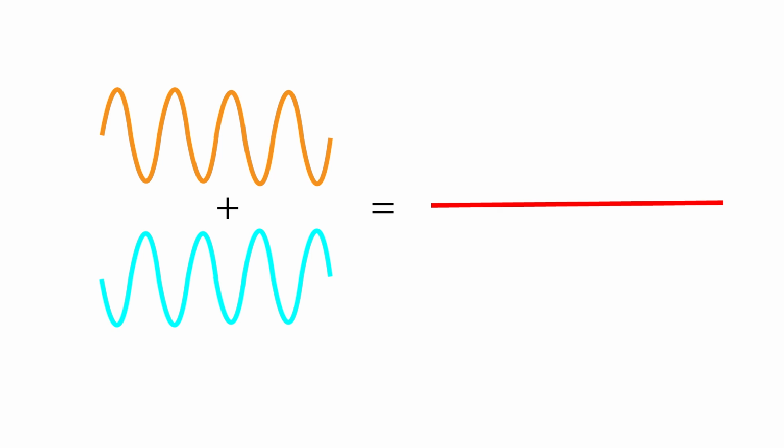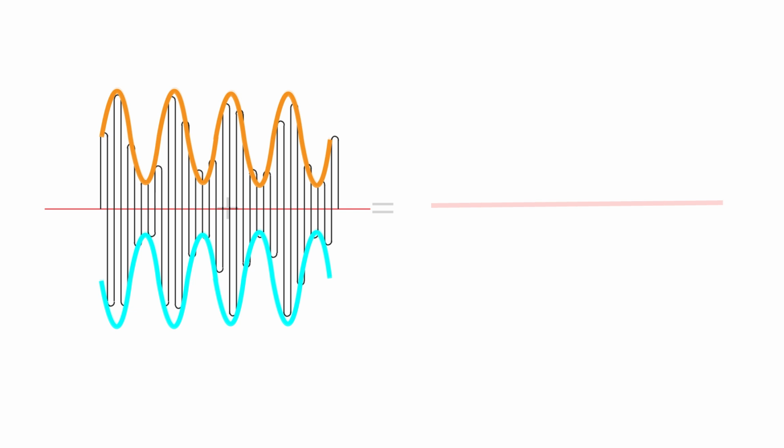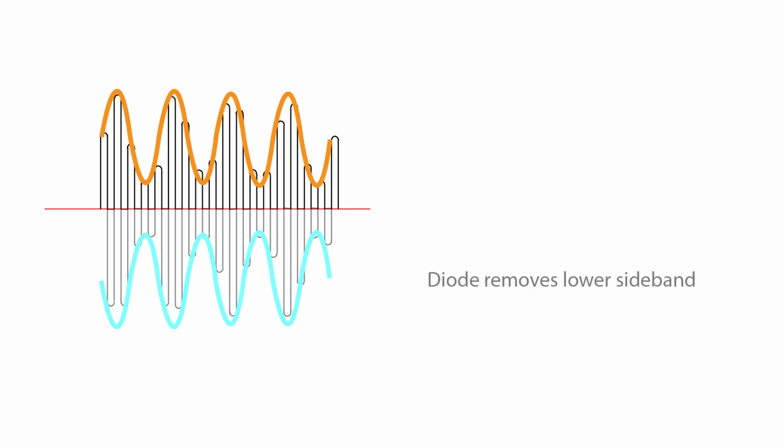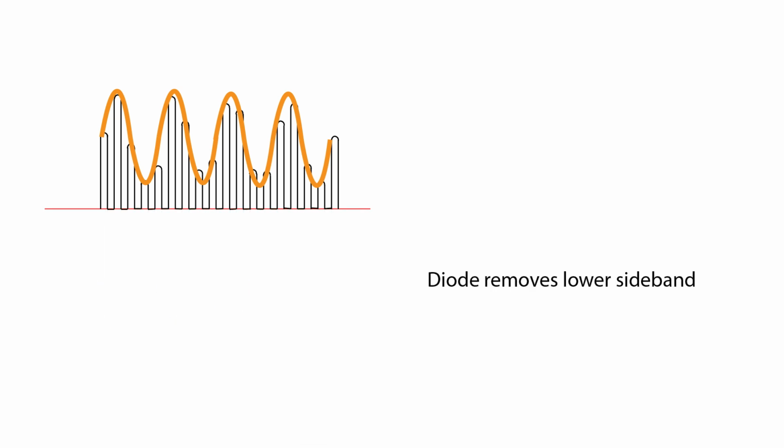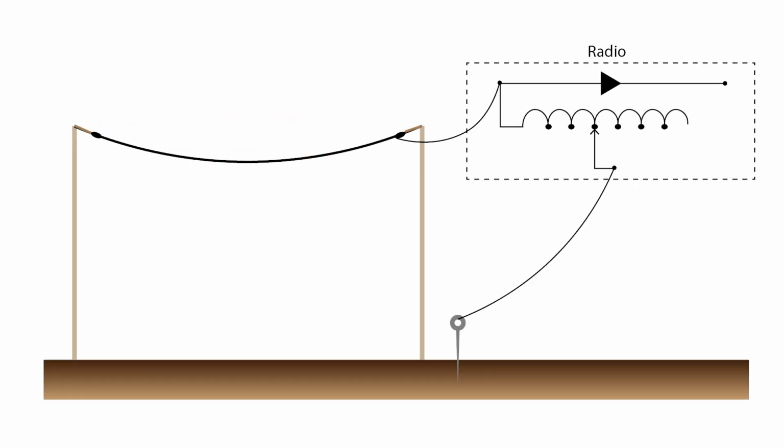And this is where the diode comes in. Remember that the diode will only allow current to pass in one direction. And this has the effect of eliminating the negative half of the waveform, leaving us with just a single copy of the original signal. We're not quite done yet though.